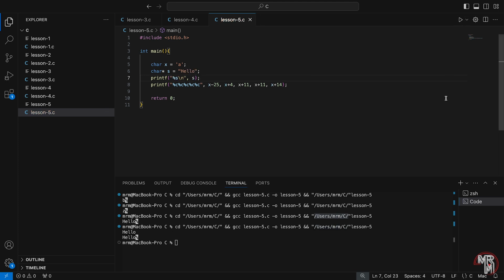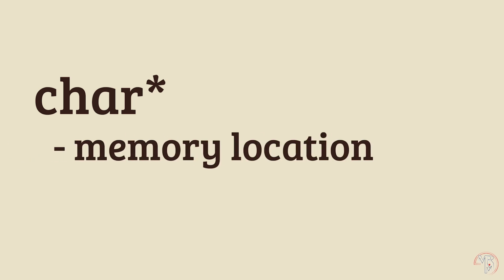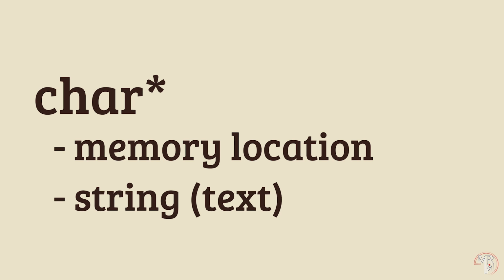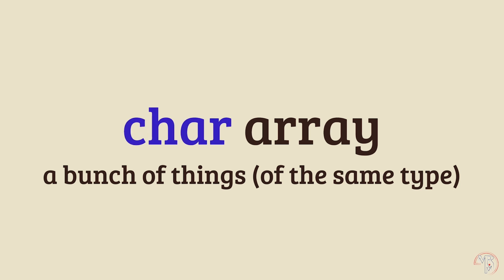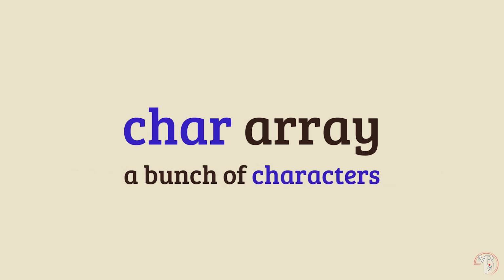Alright, so from the previous video, you might remember that char pointers are used to represent the memory location of individual characters. But we can also use char pointers to represent strings, even though a string is definitely not the same as a memory address. So what's the deal here? To answer this question, we need to look at another type of data, which is array. An array is simply put a bunch of things of the same data type, meaning a char array is a bunch of characters, which effectively means a string since a string is a bunch of characters.